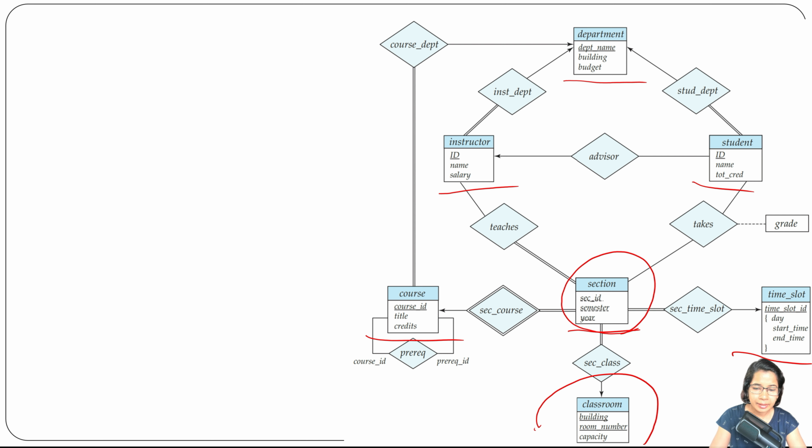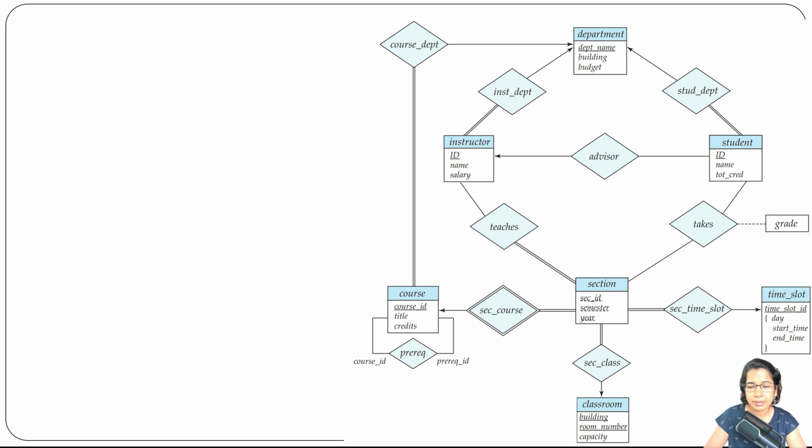There is a unary relationship from course to course. The rest all are binary relationships. Now from course to department, the relationship is course department. The participation is total. That's why there is a double line. It's a many to one relationship. There can be many courses for one department.